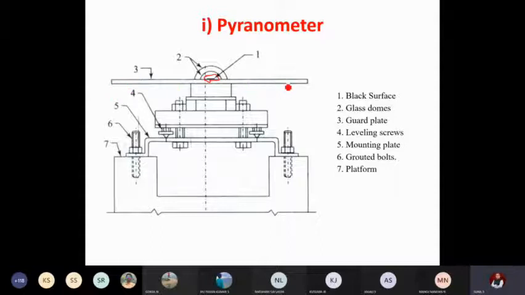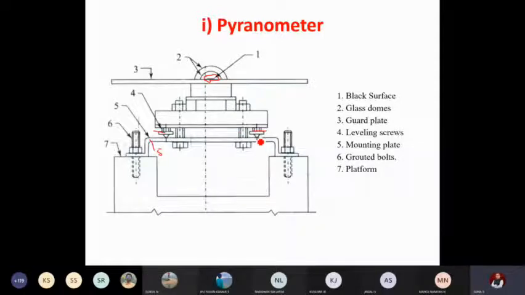And 3 is called a guard plate. Basically a guard plate which has a very high precision will be taken. On that, a black metal strip will be placed and it will be covered with a glass dome. Then that guard plate will be mounted on a mounting plate. So this number 5 is a mounting plate. The guard plate will be placed on the mounting plate with the help of leveling screws, so that you can maintain the exact horizontalness.